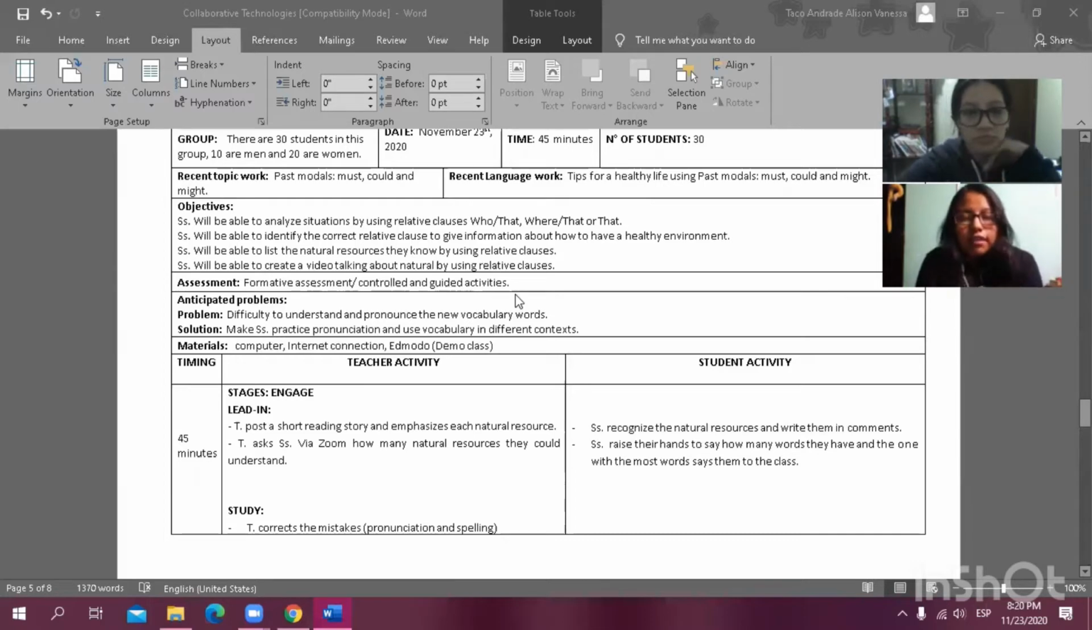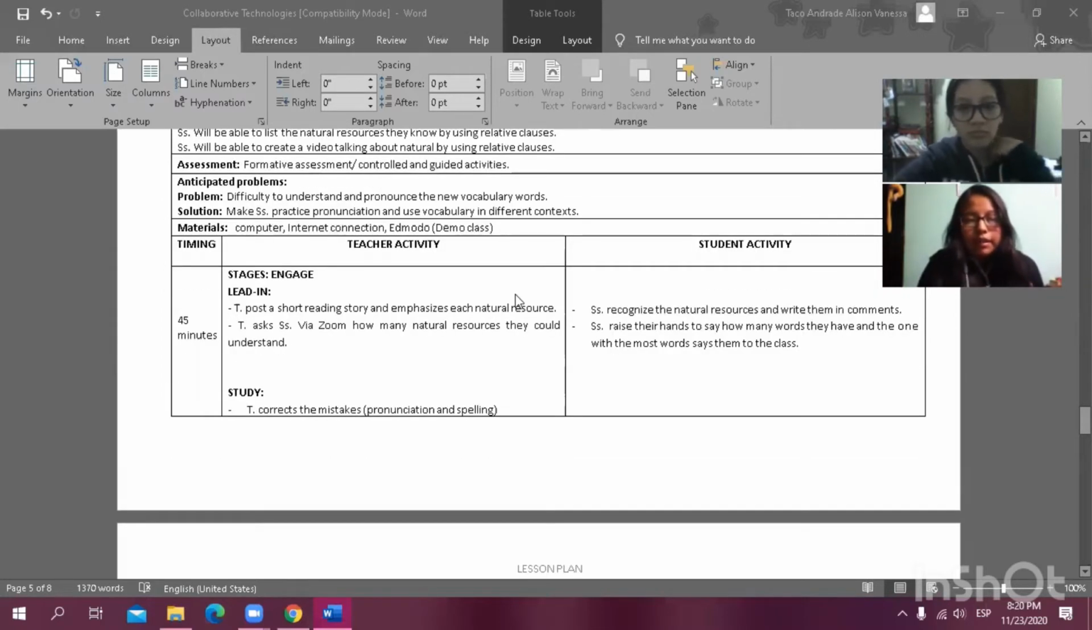And the first stage, we're going to post a short reading story and emphasize each natural resource. In this part, the students are going to recognize the natural resources and write them in the part that says comments. After that, we are going to ask the students how many natural resources they could understand. And in this part, the students are going to raise their virtual hand to say some of them.